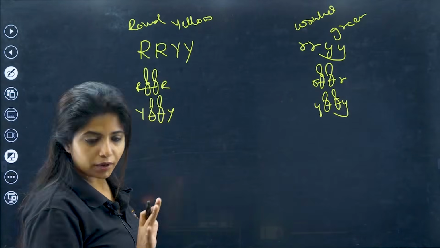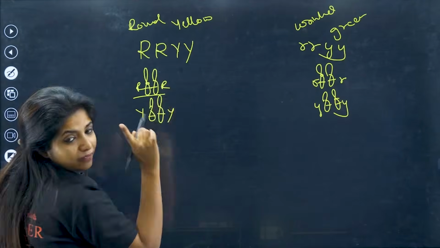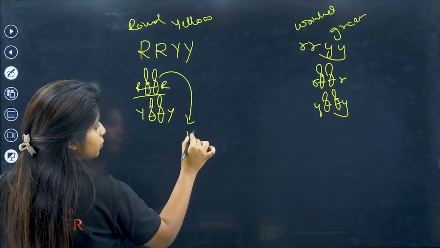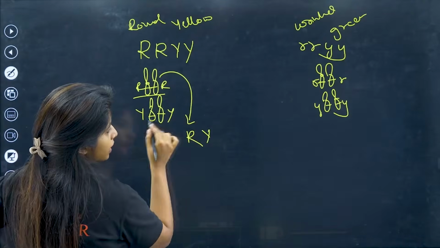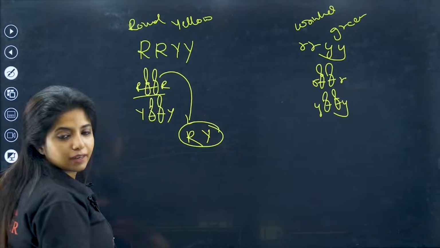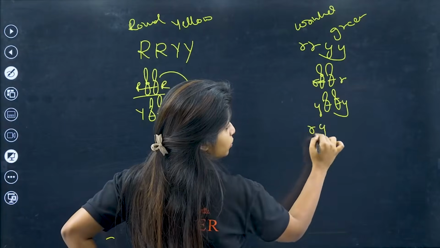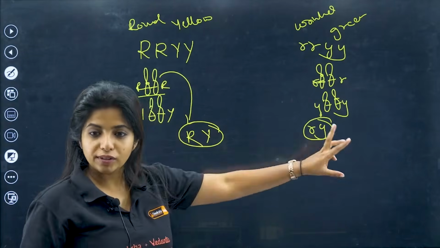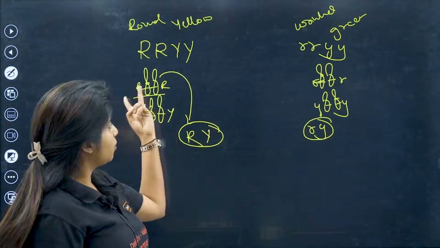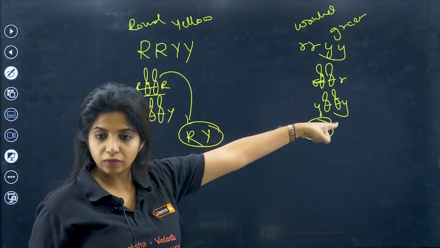Okay, got it? Now from this pair only one can come in. Suppose capital R, from this pair only one can go. Either way, whatever it goes, it will be capital R, capital Y. Similarly, from this pair small r, this pair small y. Whatever you do, these types of gametes are going to be found. From a pair only one can go. Here also from a pair only one can go.